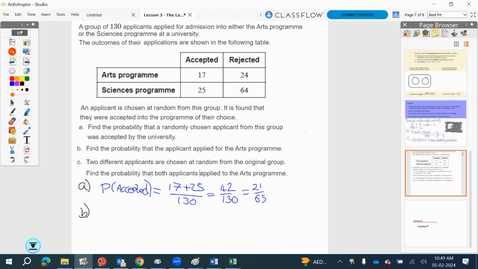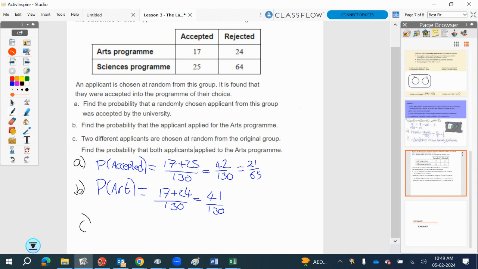B. Sorry, are we going to look at the math or are we just going to chit chat? So for B, we need the probability for art. For them to get accepted to art, it's going to be this row. So we need 17 plus 24 over 130. 41 over 130.